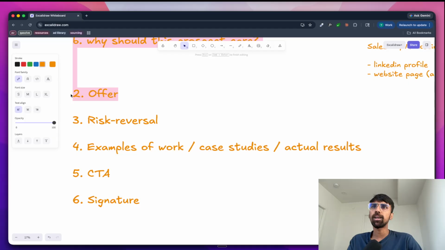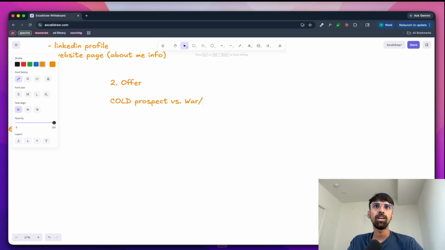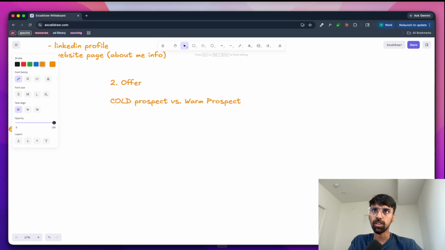The second part is offer. So let's do it here. Offer is essentially you making an offer to a completely cold prospect. A cold prospect is different from a warm prospect, right? A warm prospect is essentially a person who already knows about your company. A cold prospect is a prospect who doesn't know about your company but has a problem that they could explore with you and get solved from your services, your agency, or your company.